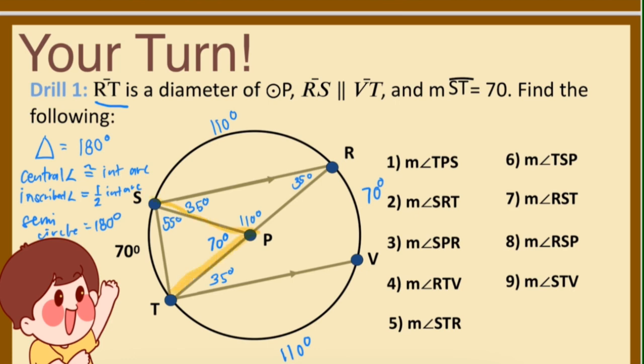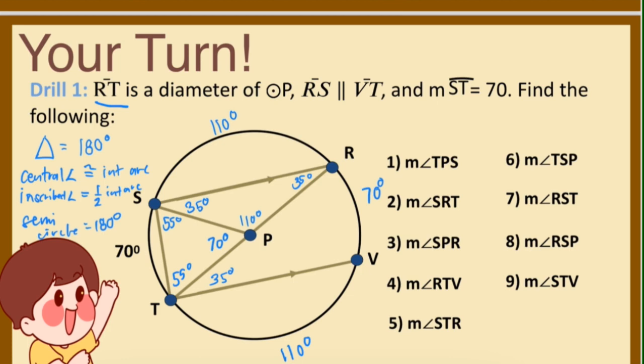And look what we have here. Another triangle. So, 55 plus 70. And, you know what? Look at this, guys. SP, PT, radius, isosceles triangle ulit yan. So, dapat 55 din to. Is that true? 55 plus 55, 110 plus 70, 180.